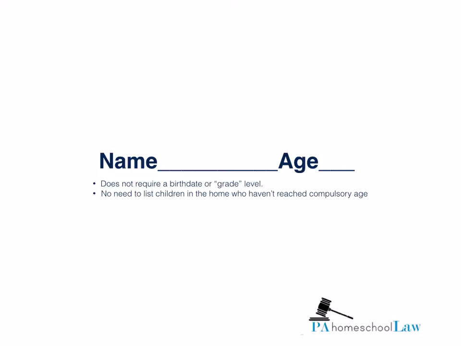Also, you should only identify the children on the affidavit who have reached compulsory attendance age. Chances are you have younger children at home, but you are not required to list them on the affidavit until they've reached their 8th birthday.